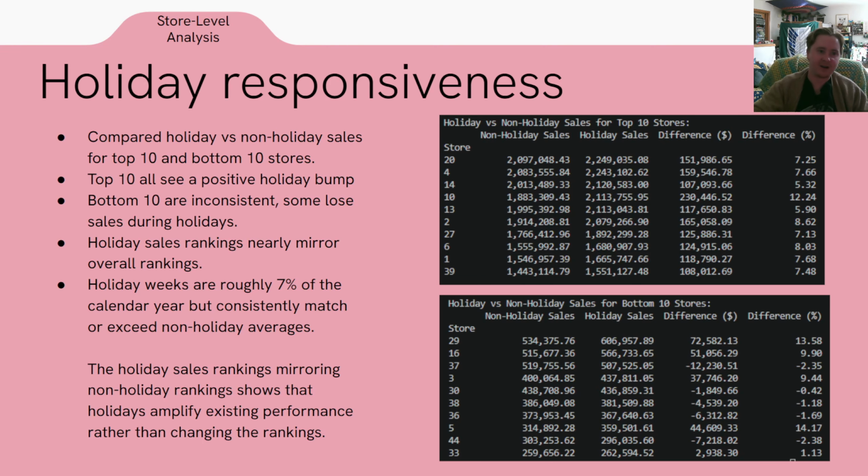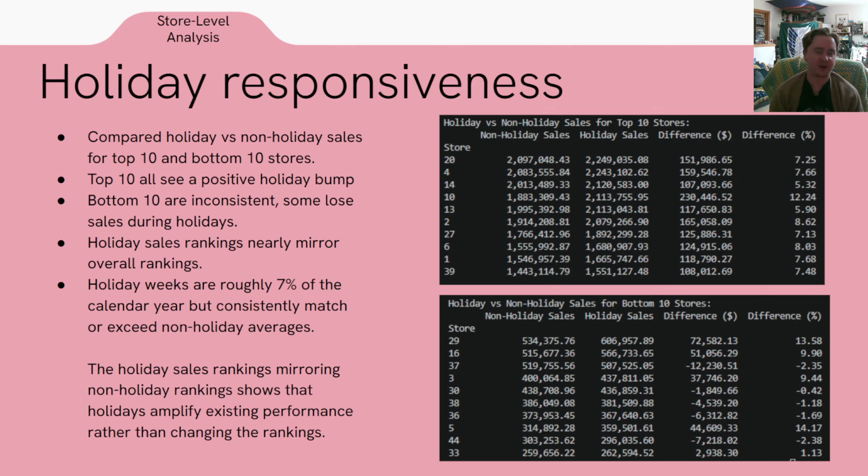So to wrap up the store level analysis, I looked at how holidays affected the top and bottom stores. For each store, I averaged sales during holiday weeks and compared them to non-holiday weeks. All top 10 saw a positive bump, and the bottom 10 were inconsistent. But with only 10 holiday data points per store, these individual percentages are pretty unstable.